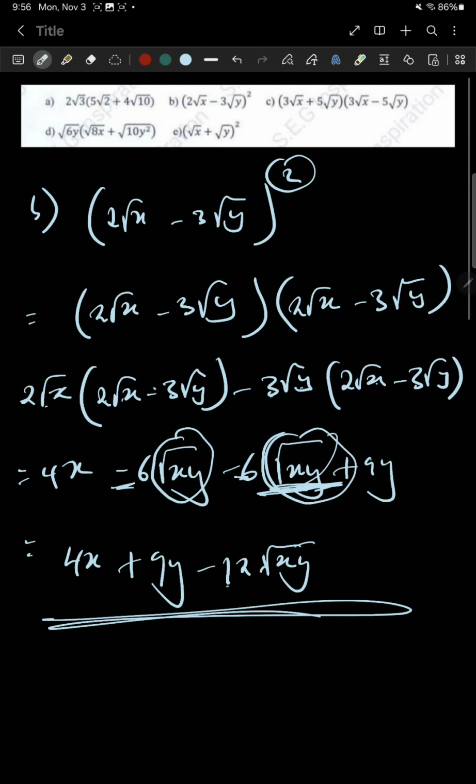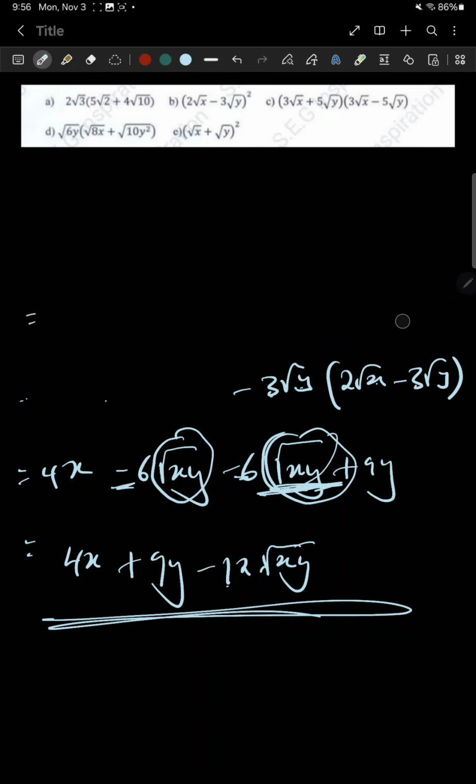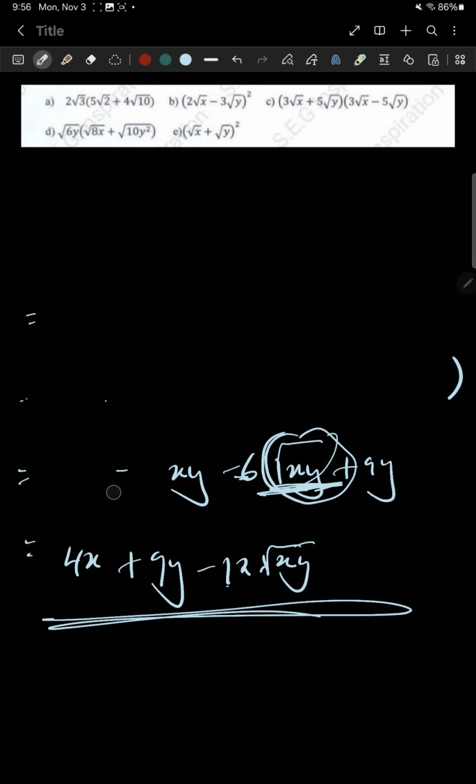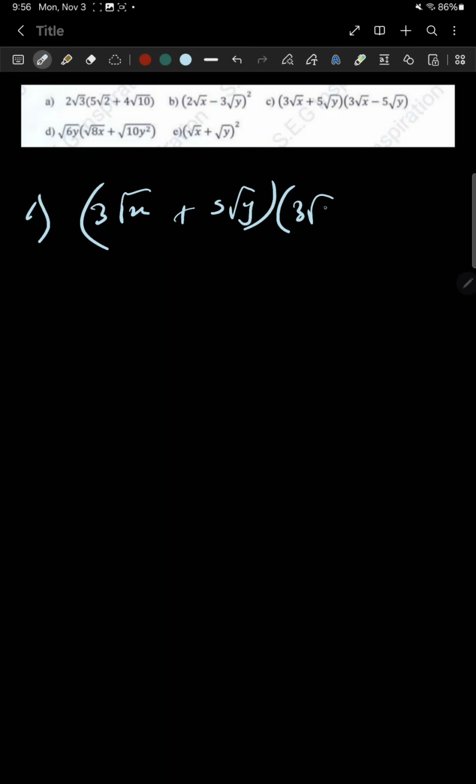You can try the third and the fourth examples as well. You can try them out, and these are really simple. I'm sure the third one you can try out. Very simple. So having 3 square root of x plus 5 square root of y, we're multiplying this with 3 square root of x minus 5 square root of y.